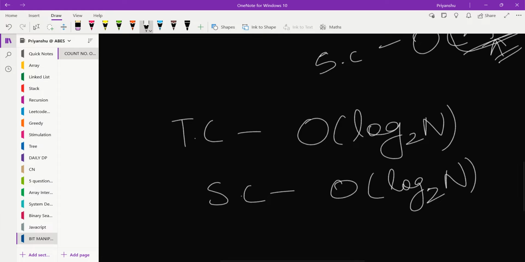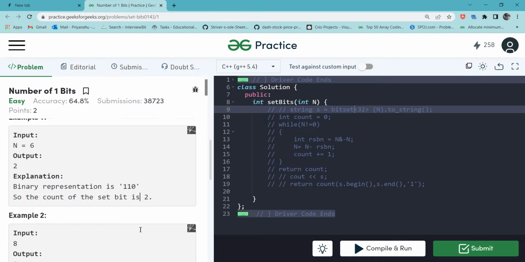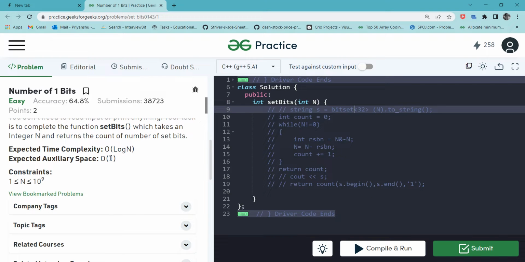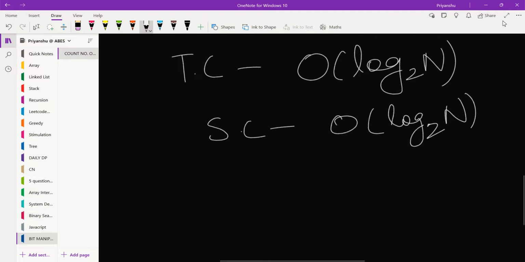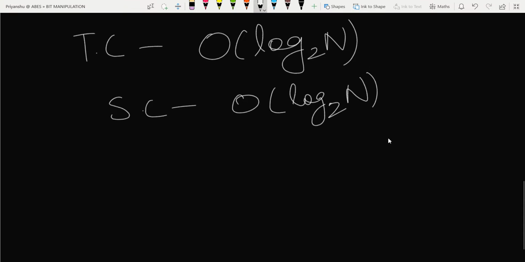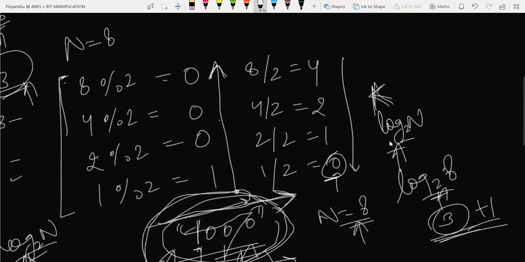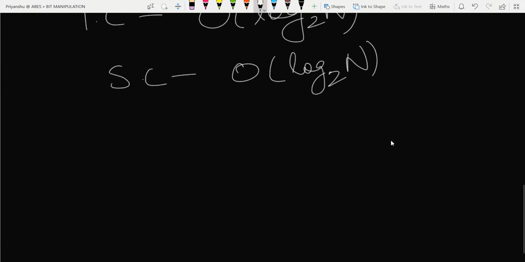So we have our question here. The time complexity is correct, but the space complexity is exceeding. So we have to try another method so that we can solve this question. Okay, we have to try out one another method to solve this question.